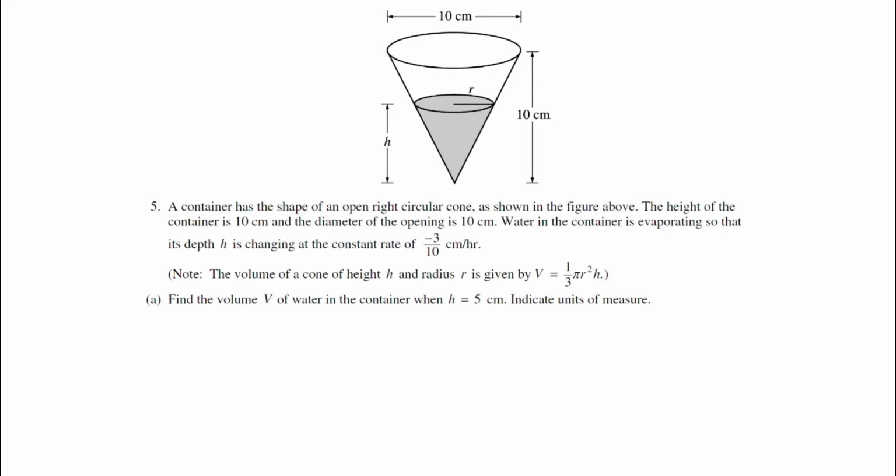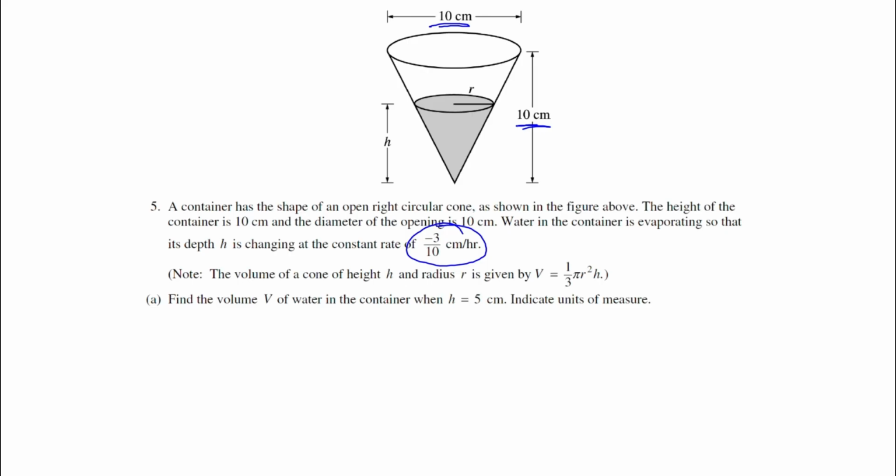So we're given a cone here that's got some water in it, and the water is evaporating. So that H is changing at -0.3 of a centimeter per hour. And we know the height of the entire container is 10. And we know that the diameter of the opening at the top is also 10. And we want to find the volume of water in the container when H is equal to 5.